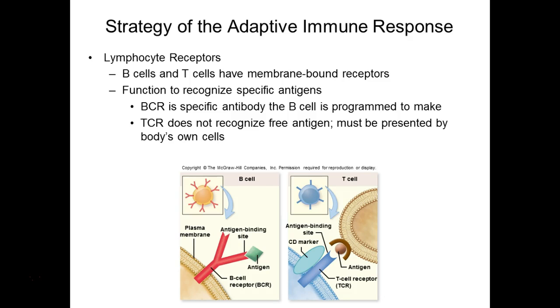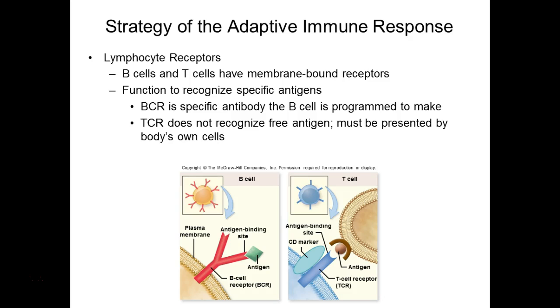Remember how I said there were two different major types of T cells, helper T cells and cytotoxic T cells? Each one of them has a different cluster of differentiation marker. So you've possibly heard of CD4 and CD8. Those are the markers found on helper T cells and cytotoxic T cells.